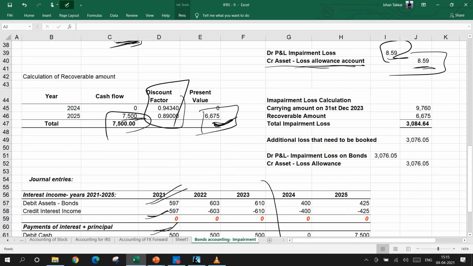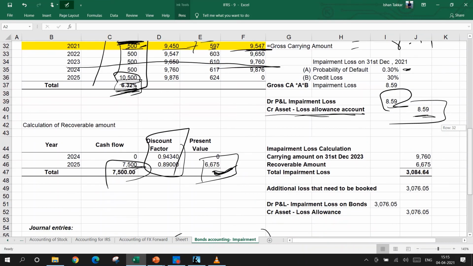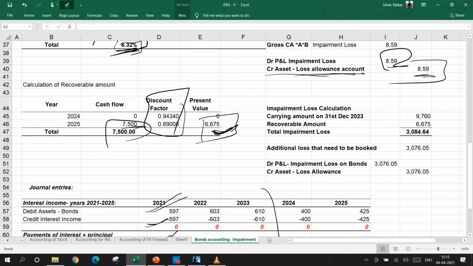I hope it's clear. So what was your book value? What was the value of the bond? The value of the bond in 2023 was 9,760, and out of that you will be getting 6,675. So 3,084 is your loss due to impairment. I hope it's clear. Out of this 3,084 impairment loss, you already charged 8.59 to your books of accounts. So you will charge additional impairment loss of 3,076.